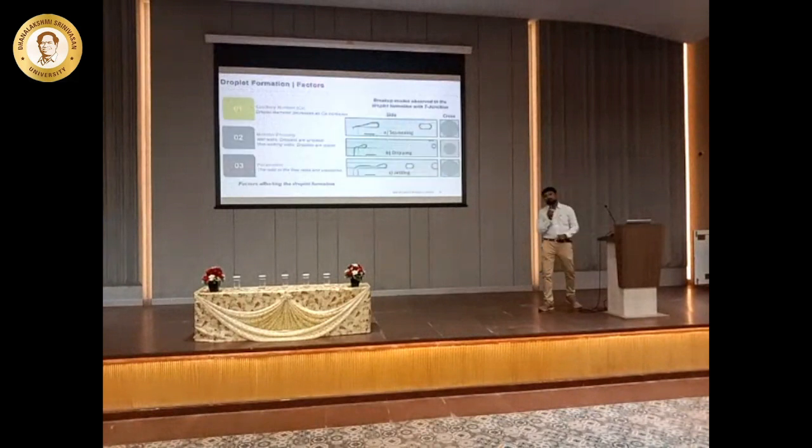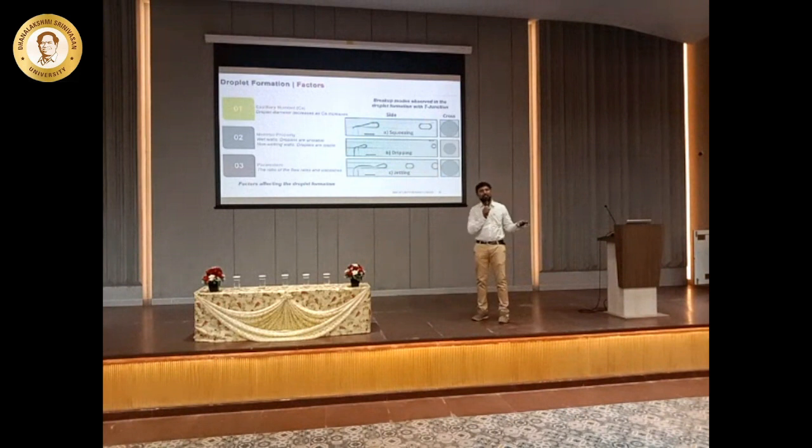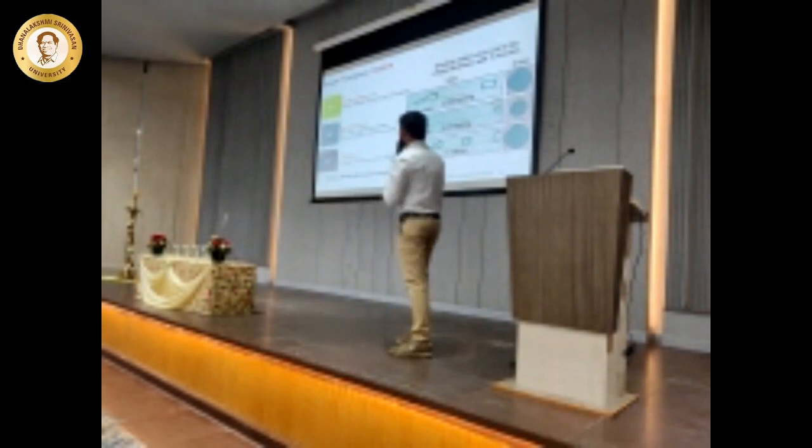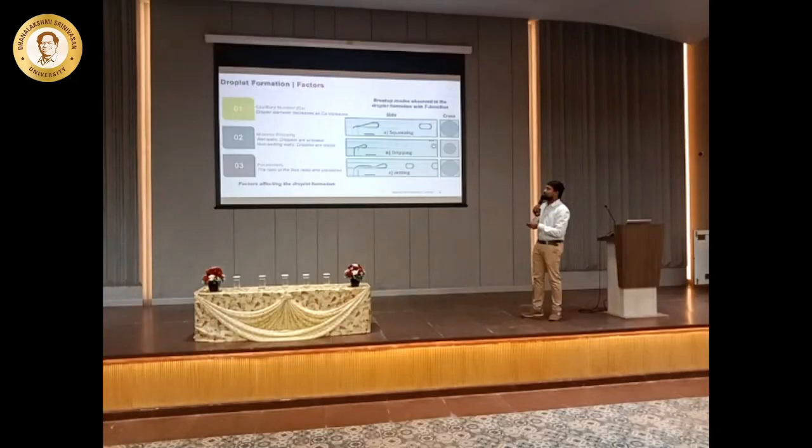So how are these droplets going to form? There is one mathematical aspect, but I'm not going to go into more detail on the mathematics because I see a lot of UG students and PG students here, so I'll give a little overview of how this droplet formation happens. Here, one thing is the capillary number. The droplet diameter decreases as the capillary number increases.